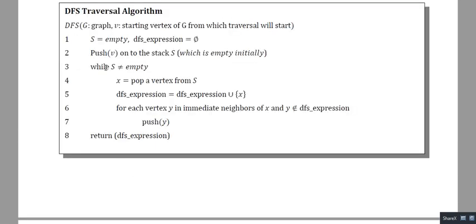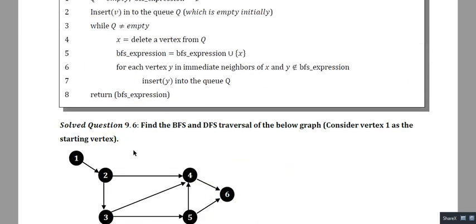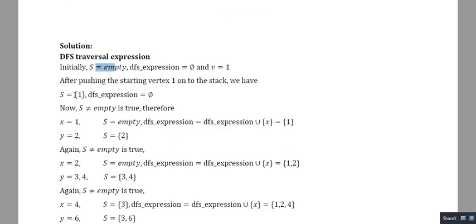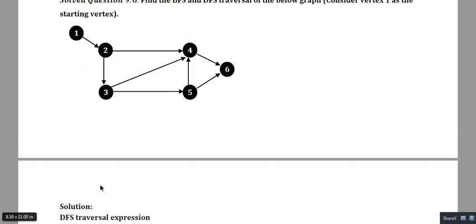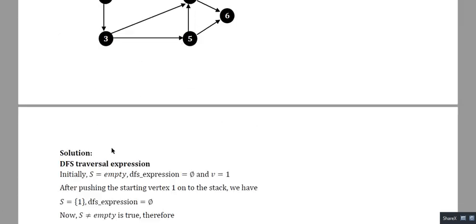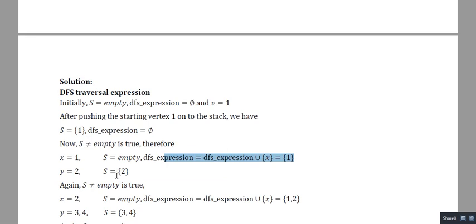The stack is not empty, so the condition is satisfied, because the stack contains the element 1, right? So we can pop the element 1 from the stack and add it to DFS. So DFS will now be 1, and 1 has only one neighbor, 2. So you push that 2 onto the stack. So now the stack will contain 2.